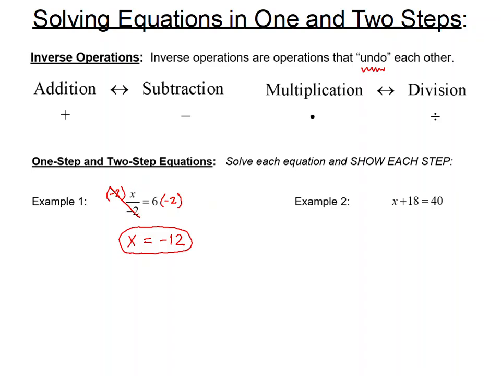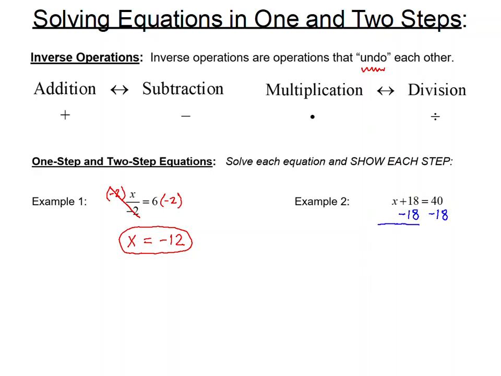Let's look at example 2. We have x plus 18 is equal to 40. I said plus, which is addition, so to undo addition, we need subtraction. Since I see a plus 18, I need to put a subtraction of 18. I'm going to put it directly underneath that number. I'm also going to put one on the other side of the equal sign. Subtract 18 from this side, subtract 18 from this side.